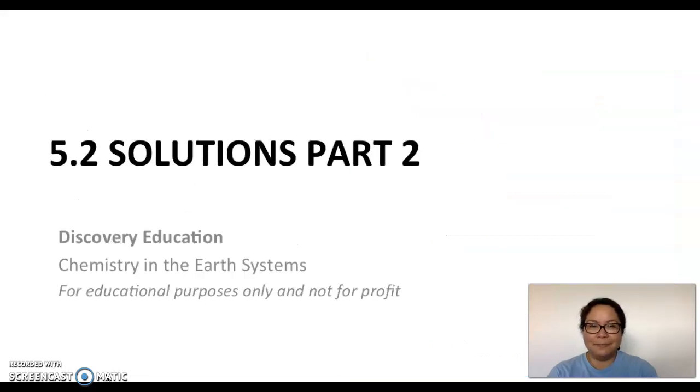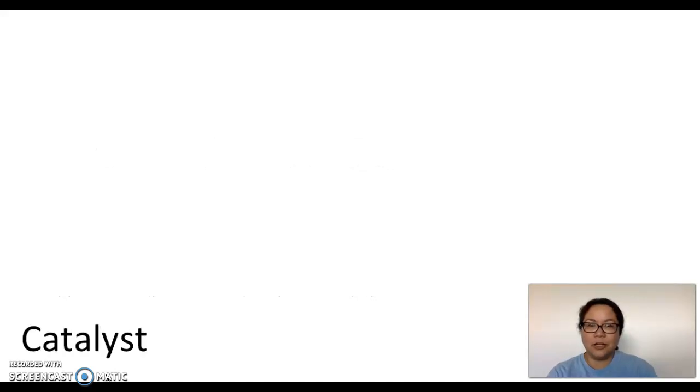You can go back. So we are doing the second part of Chapter 5.2 Solutions. Last week, as a review, you all remember that solutions is made up of 2 parts, solvents and solutes. And also certain factors that can affect how fast something can dissolve, the solubility. We've learned that the surface area and also temperature plays a part in how fast the solutes can dissolve. Now, this part of the chapter, we're going to learn all about concentrations and how to calculate them.